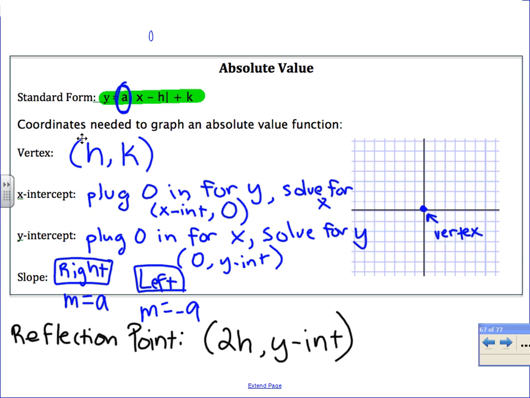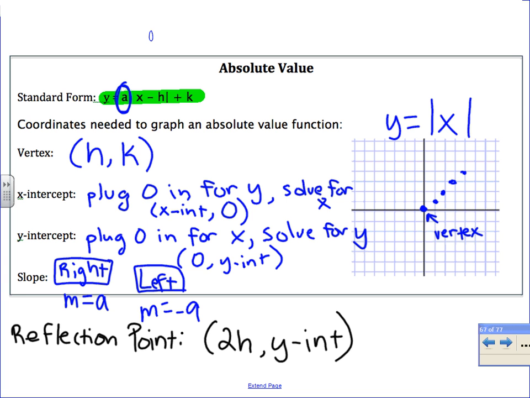So let's go back to our graph here. The parent function is y equals the absolute value of x. In front of the absolute value symbol is a 1. So we know, going back to our slope, that a is the slope, which is 1. So on the right-hand side, we would go up 1, to the right 1, up 1, to the right 1, etc. My smartboard's off a little bit here.